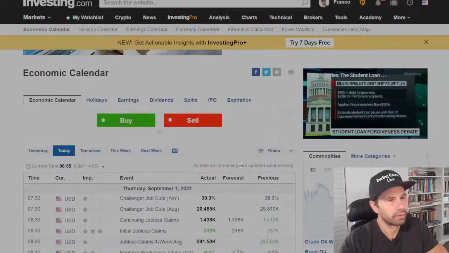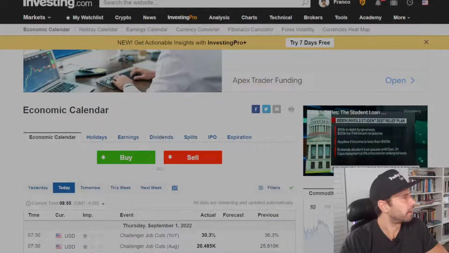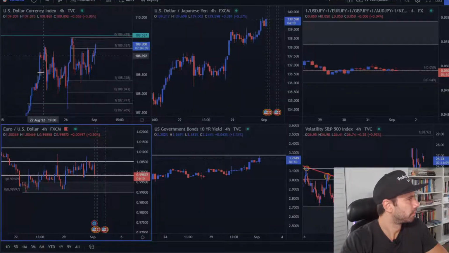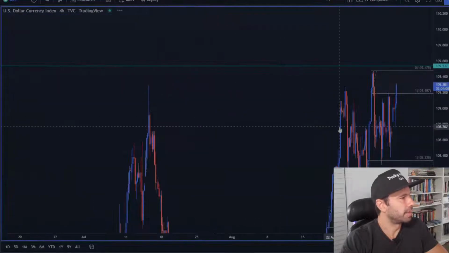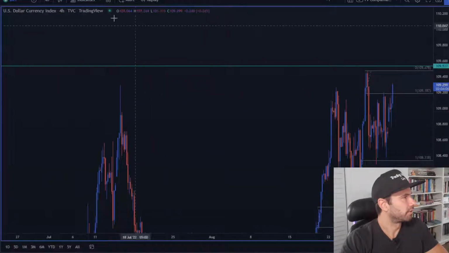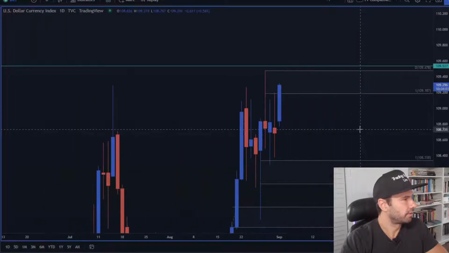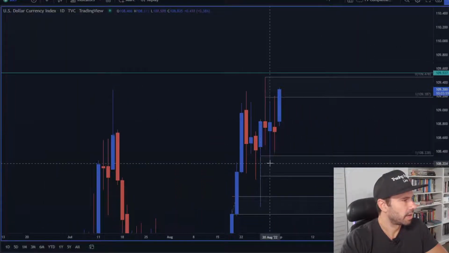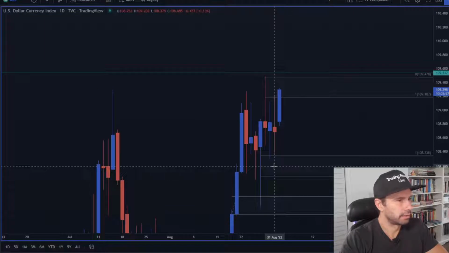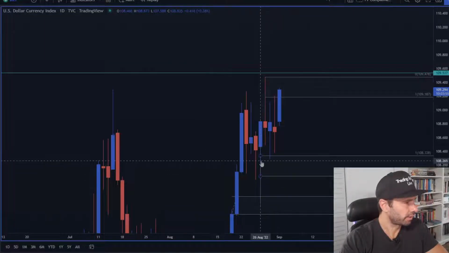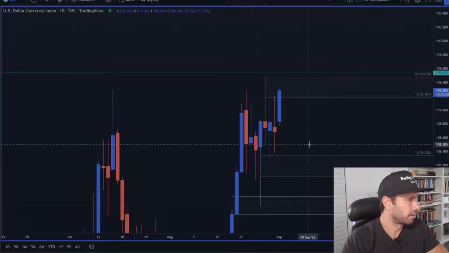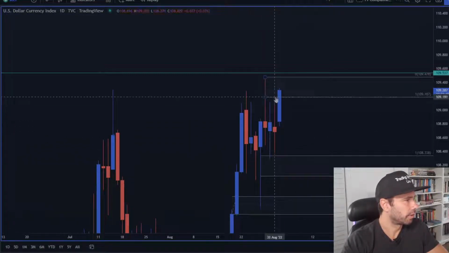All right, so with that, let's jump right into the dollar. And the dollar has been going up big time today. This is the 4-hour chart. Let's go to the daily. If we see the daily chart, we're coming out of this demand created 4 days ago. I think it was Friday. Yes, and we keep going up.